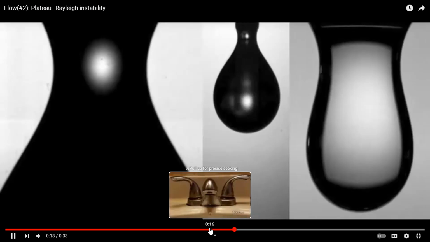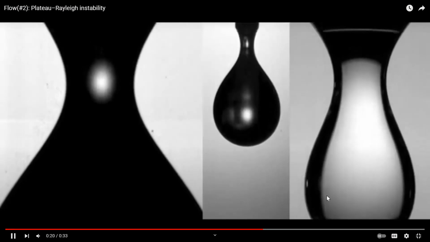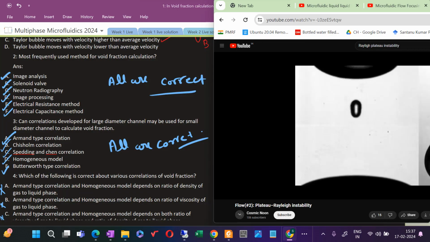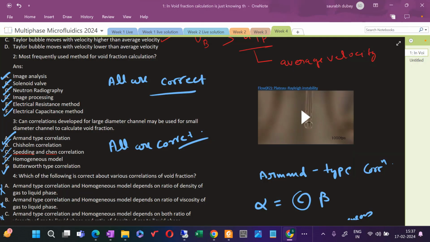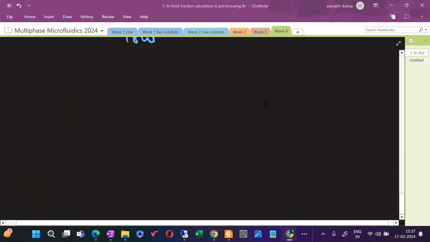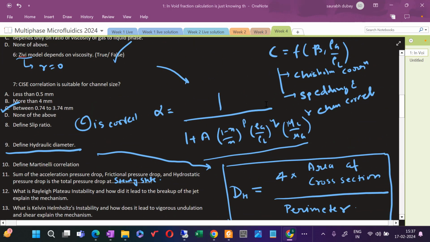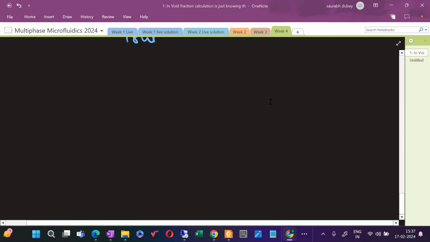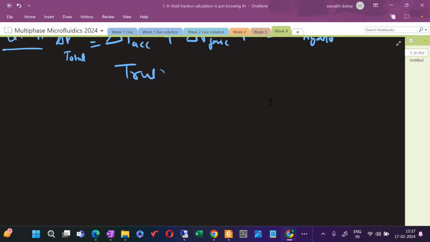Now you see what are the forces that lead to the breaking, and what are the forces that lead to the subsequent drop formation. This actually happens because, let me explain this. Which question was this? Yeah, question number 12.